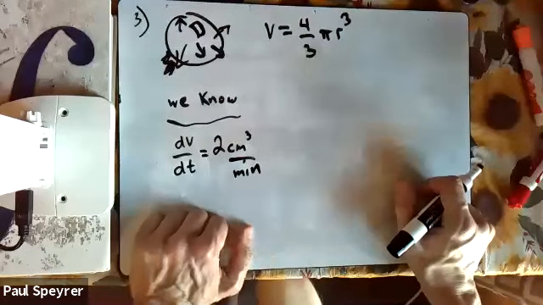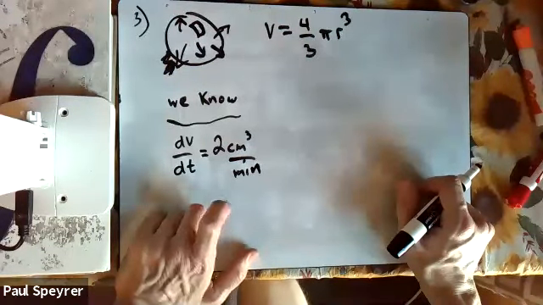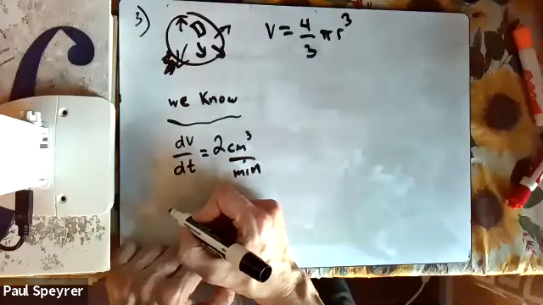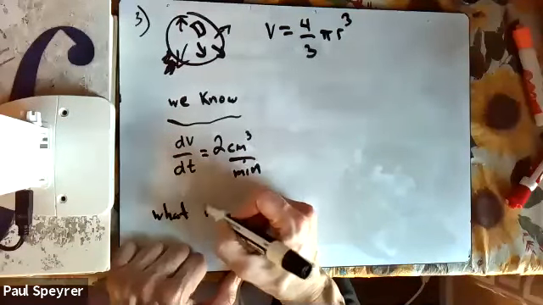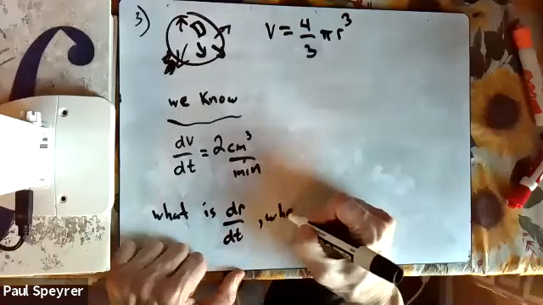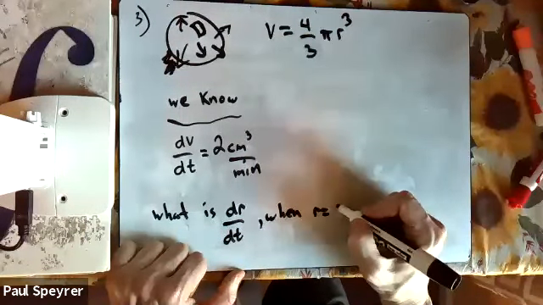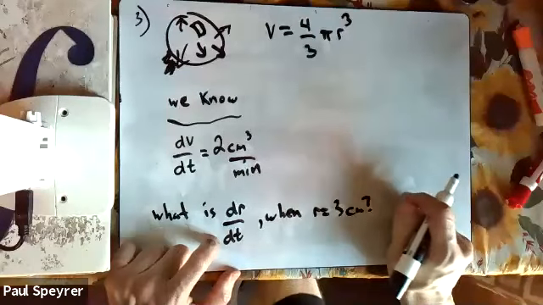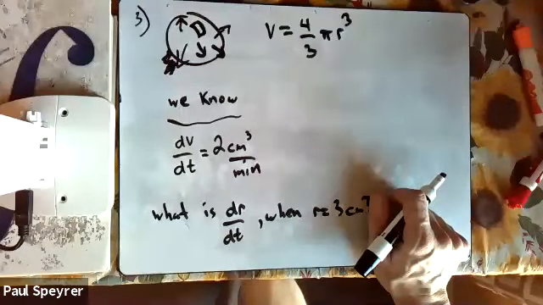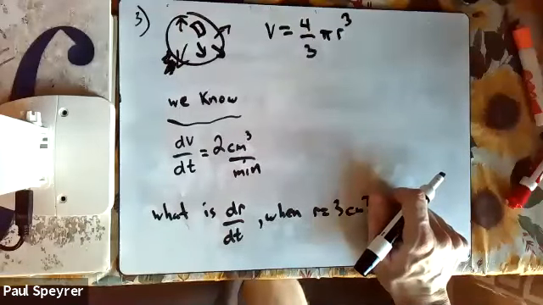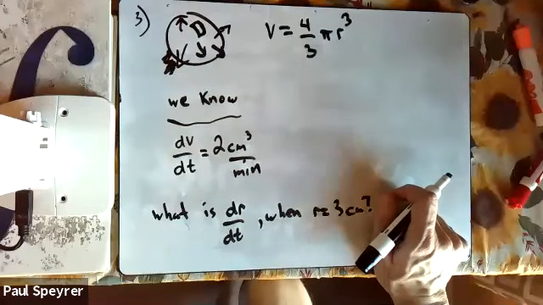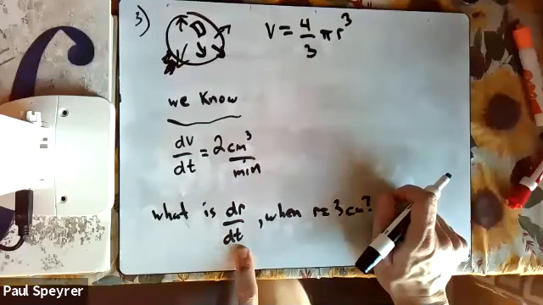Now it's saying how fast is the radius of the balloon increasing when the radius is 3? So they're asking, what is dr/dt when r is equal to 3 centimeters? When you see that phrase, how fast or how slow, that signifies the derivative. That signifies rate of change. Remember, rate of change is just derivative. So what is dr/dt when the radius is equal to 3 centimeters? So the dr/dt is the question mark.